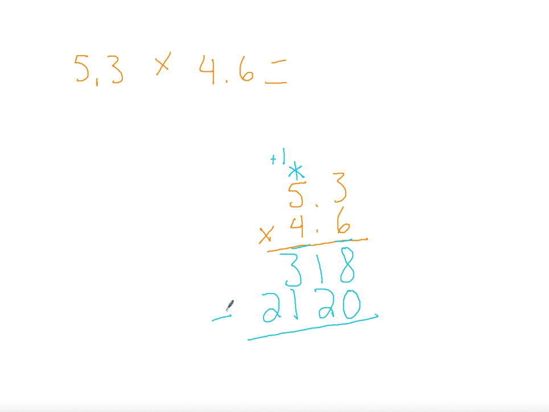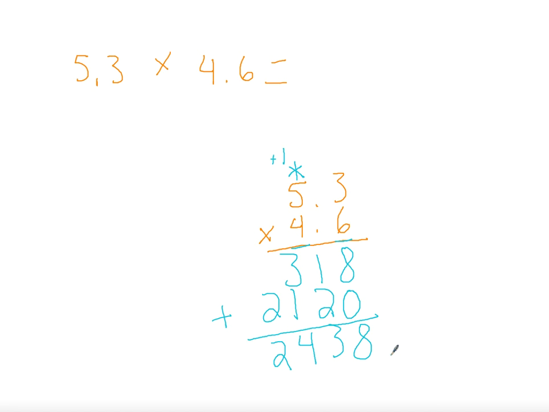And I'm going to add these two together. 8 plus 0 is 8. 2 and 1 is 3. 3 and 1 is 4. And then I've just got my 2. Now normally if it was 53 times 46, that would be my answer.